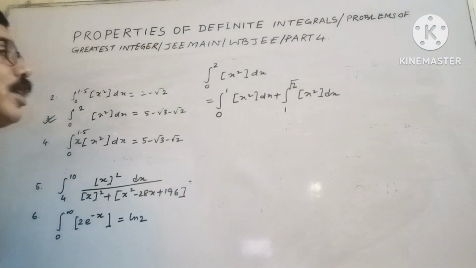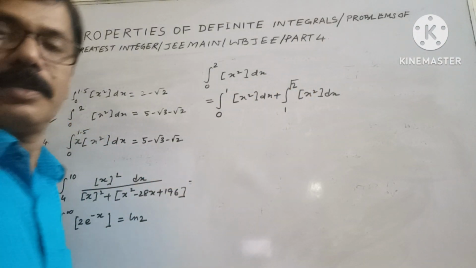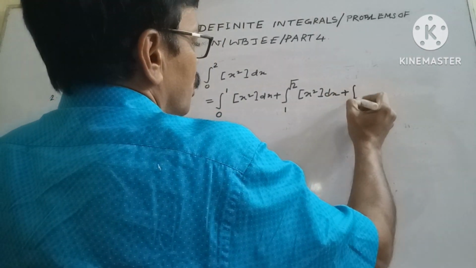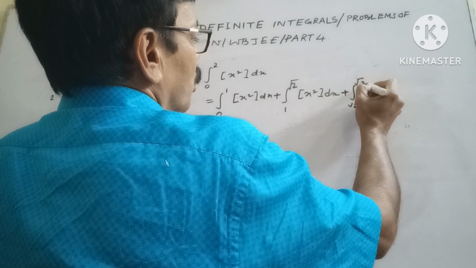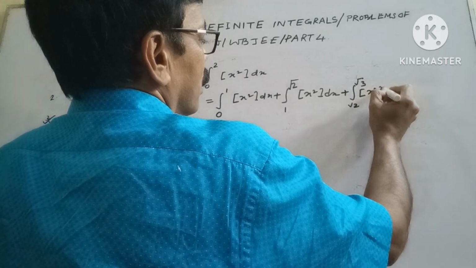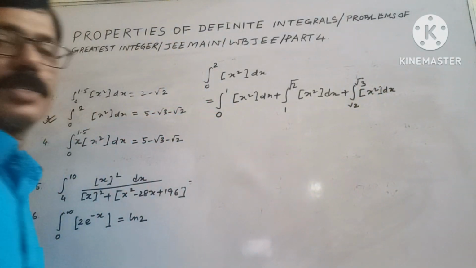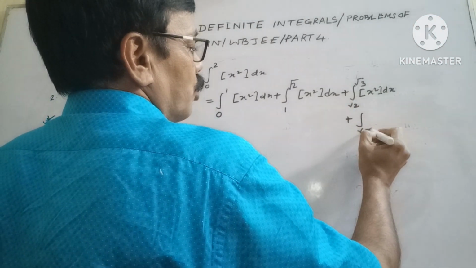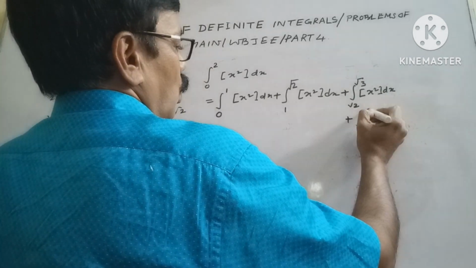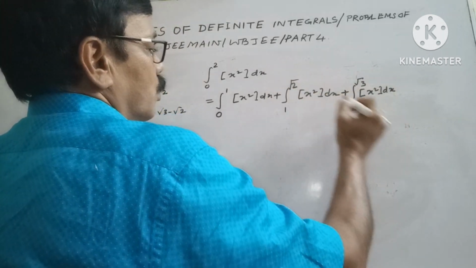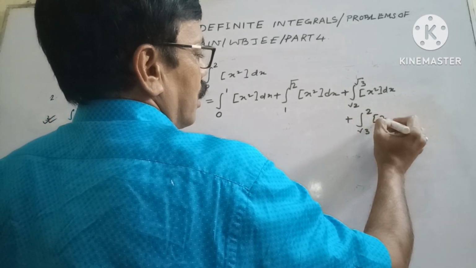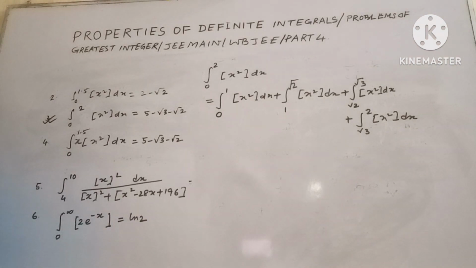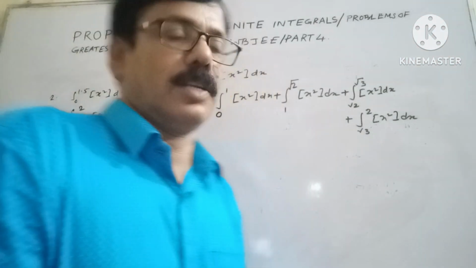So this one is 2. Then since it is x square, root 2 to root 3, third bracket x square dx, and this is root 3 to 2, where 2 square is 4, third bracket x square dx. The third bracket means the greatest integer function.